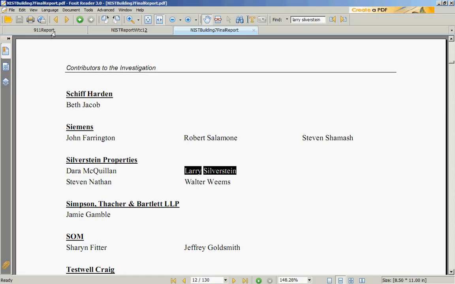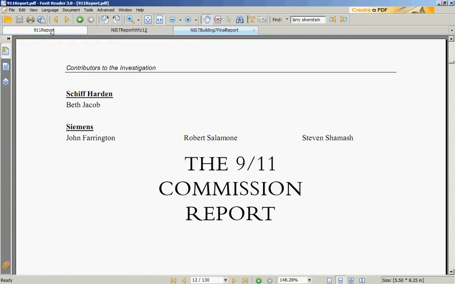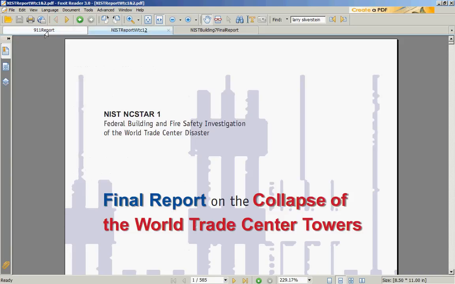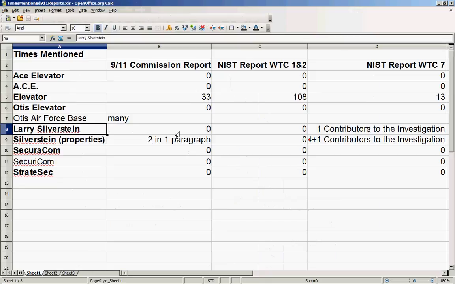So Larry Silverstein, a primary suspect, is mentioned as a contributor to the Building 7 report, but not mentioned at all in the 9/11 Commission report or the NIST report for Buildings 1 and 2. So we'll put that on our chart. 0, 0, and mentioned 1 as a contributor.